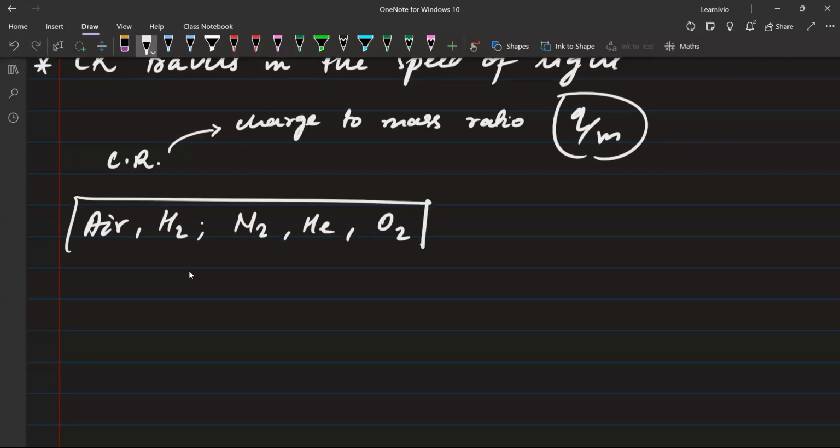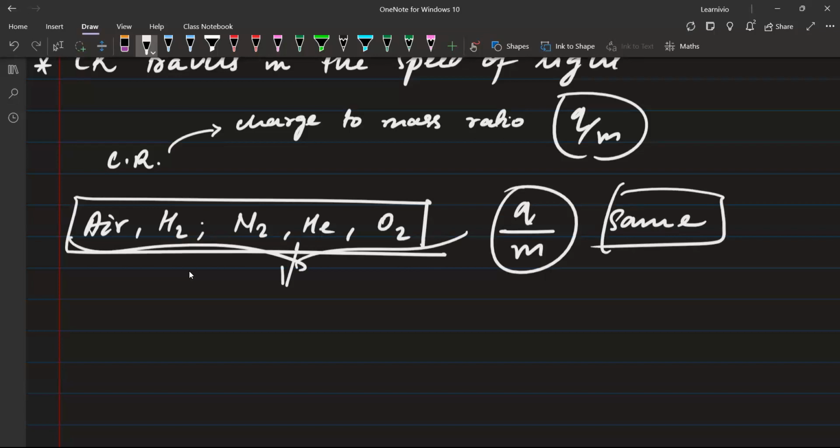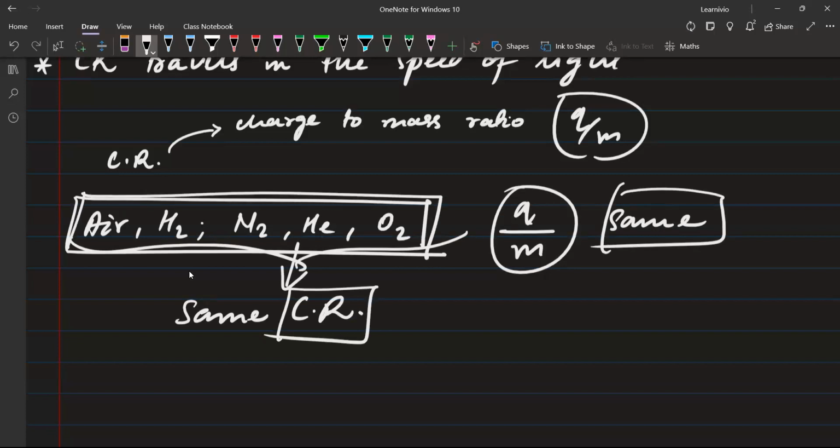So for all of these different gases, he did not calculate charge, then calculate mass, and then divide. He did not do it that way. He calculated the charge to mass ratio itself, because he could not calculate the charge and the mass separately. What he saw was that the charge to mass ratio was the same. That means all of these different types of gases give the same cathode rays. The charge to mass ratio of the cathode rays does not depend on the type of gas we are using. So this was one of the observations from Thomson.